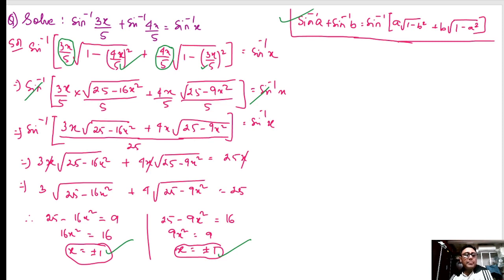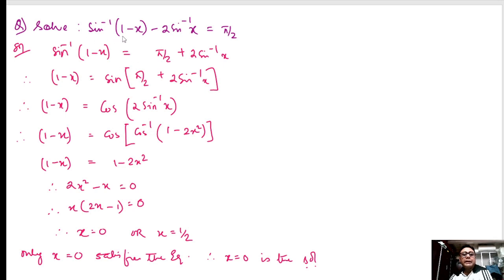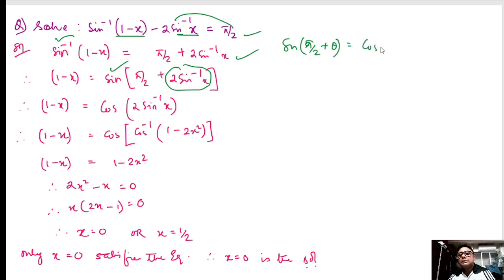Let's see. Sine inverse this minus 2 sine inverse this is pi by 2. So let us take this on this side. We are getting this. So then sine inverse comes to this part. We are getting sine; sine inverse changes the place, becomes sine. Sine 90 plus theta. Sine pi by 2 plus theta is coming cos theta.